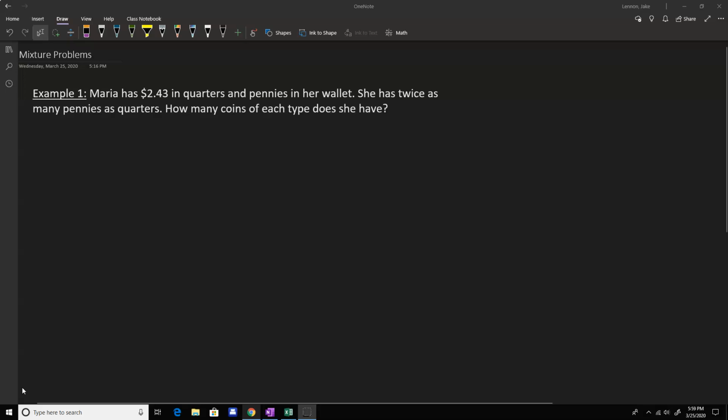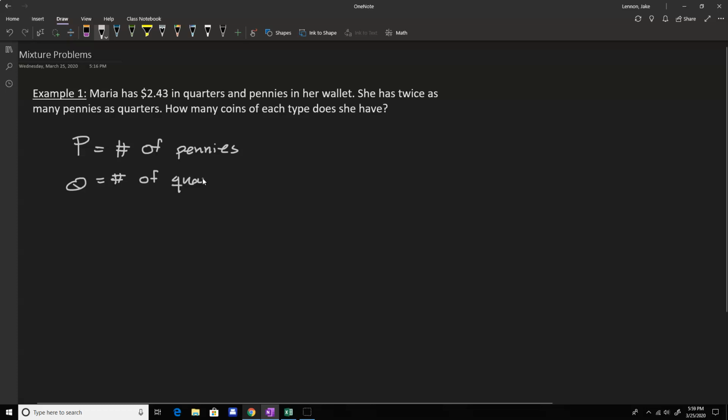Well, let's use some letters to represent the things we're dealing with. Let capital P be the number of pennies, so the actual number of those type of coins, not the value. And let Q equal the number of quarters. So not their value, just the total number of those type of coins.